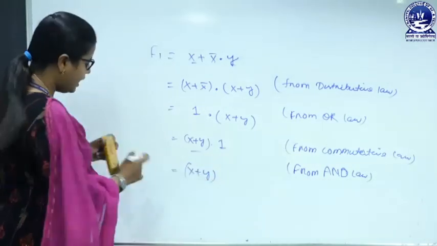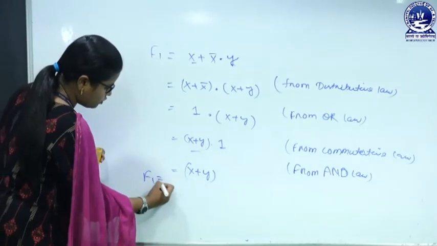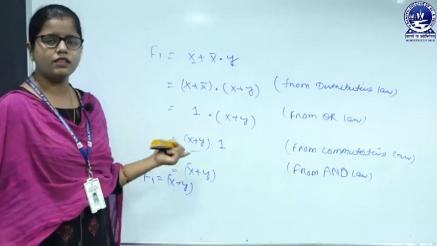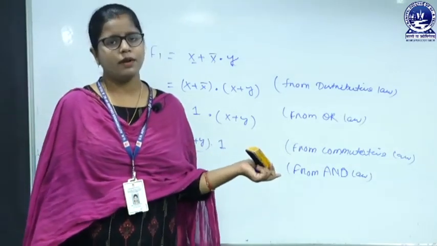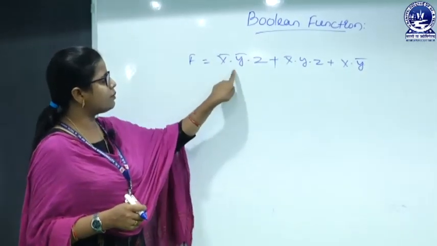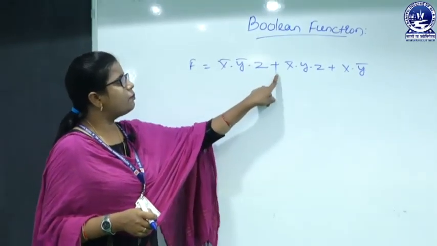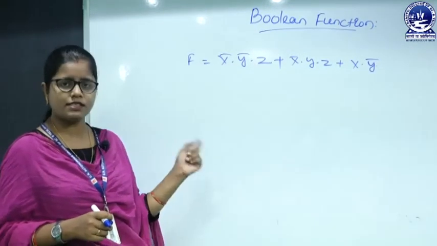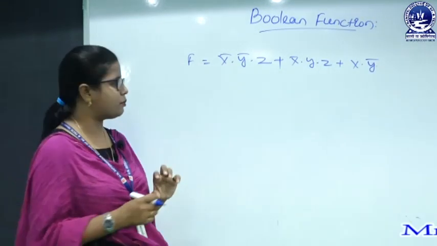So we can say f1 is also equal to x plus y. Okay, so this is the method of how we can minimize a function. This is our second expression: x complement y complement z plus x complement y z plus x y complement. Let's minimize this by applying the basic postulates.